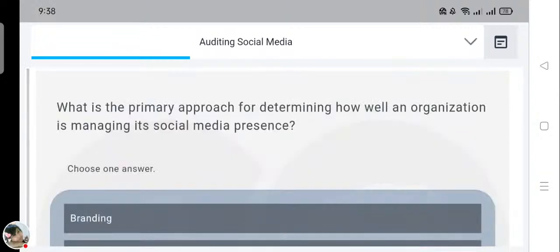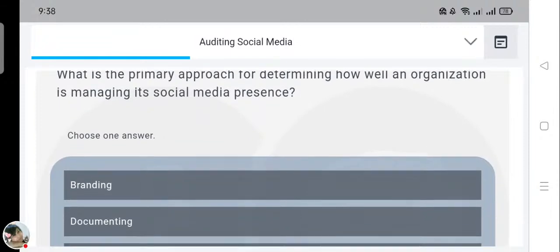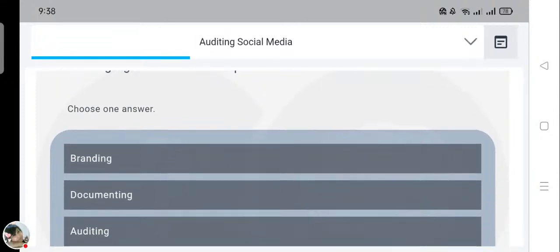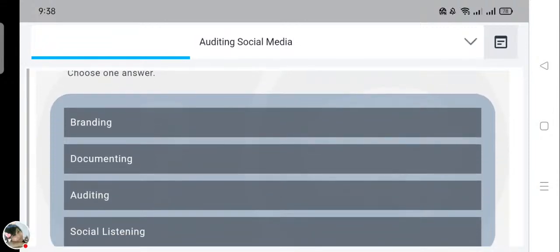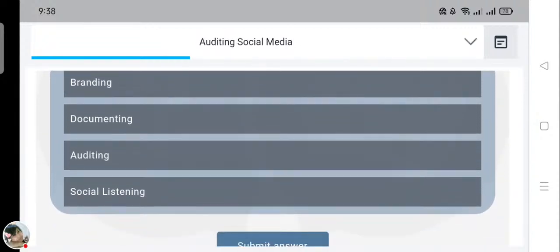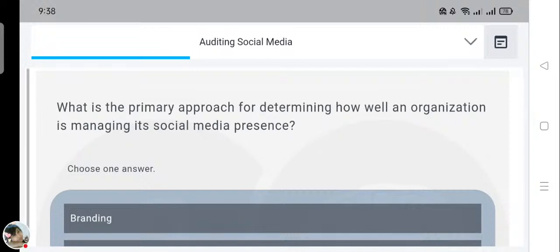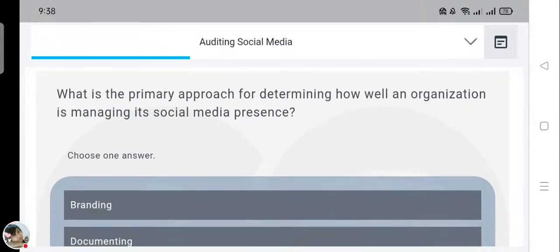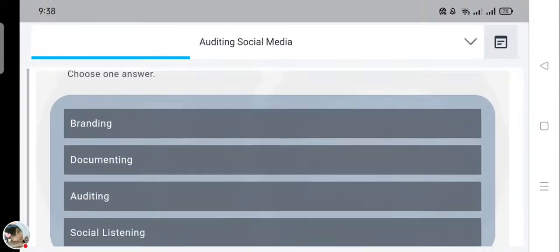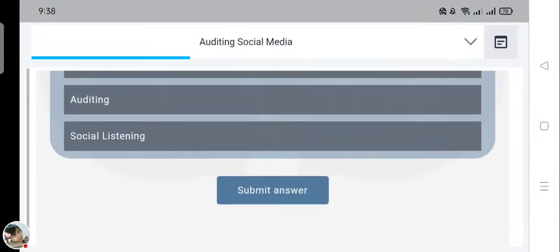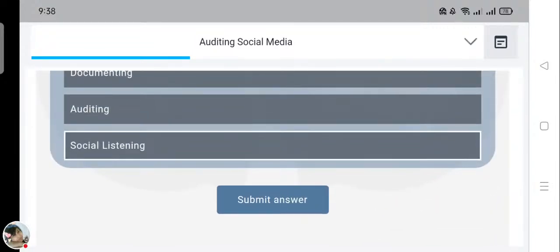What is the primary approach for determining how well an organization is managing its social media presence? Branding, documenting, auditing, social listening.